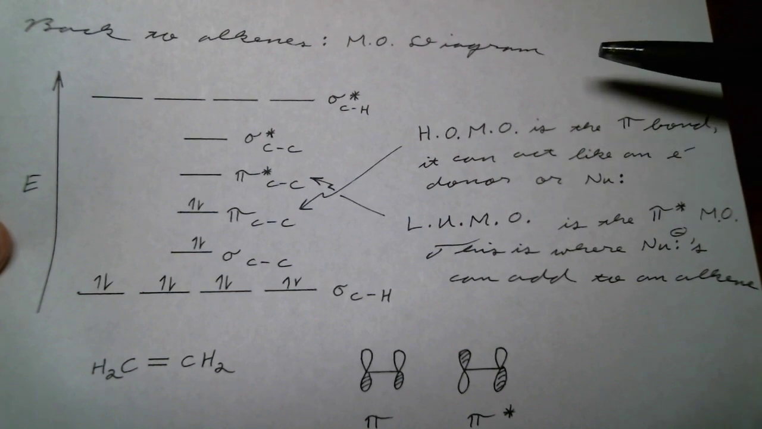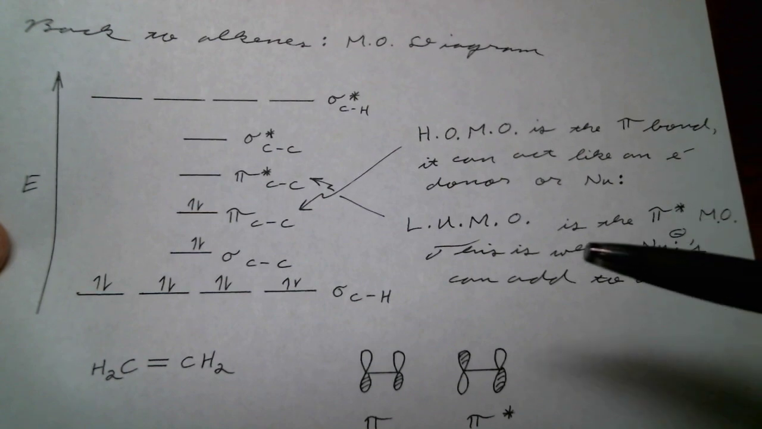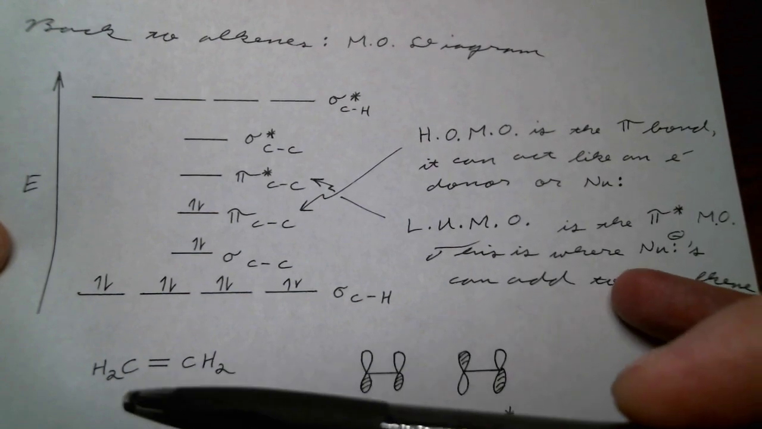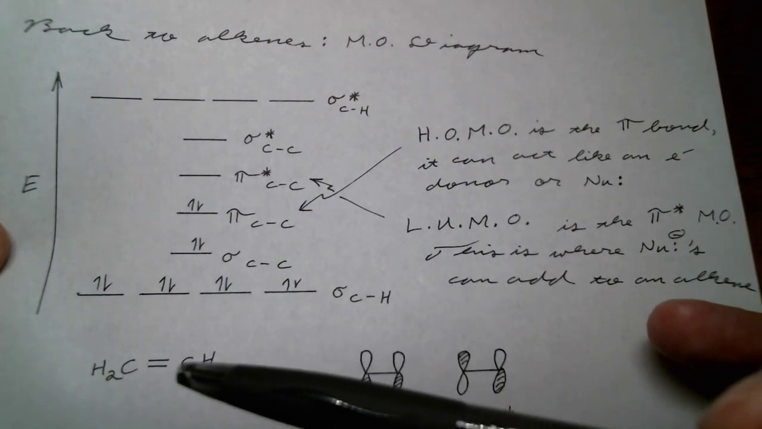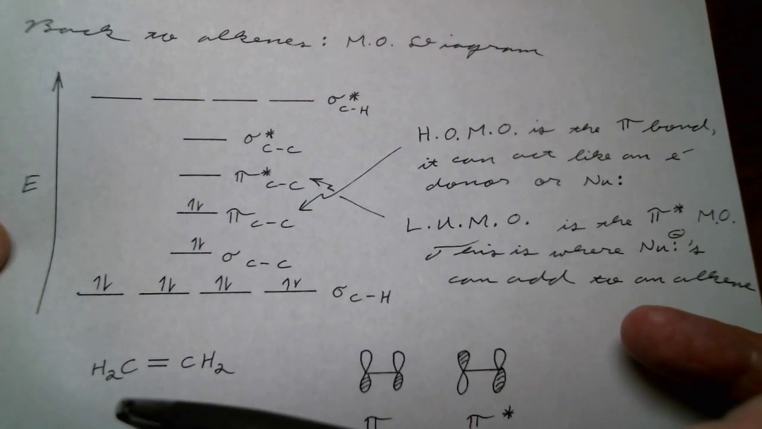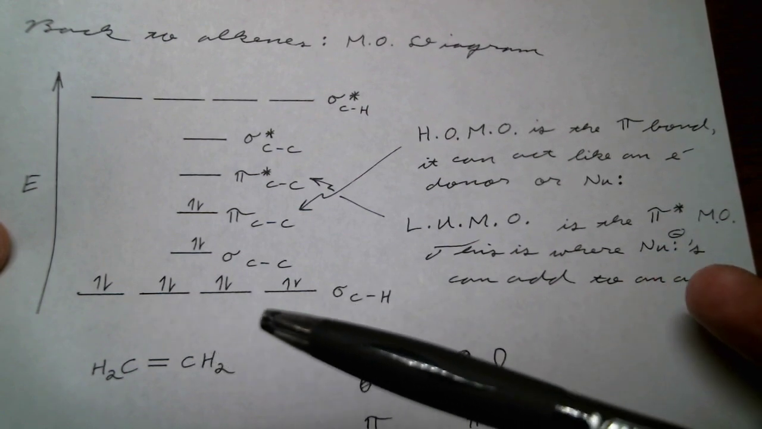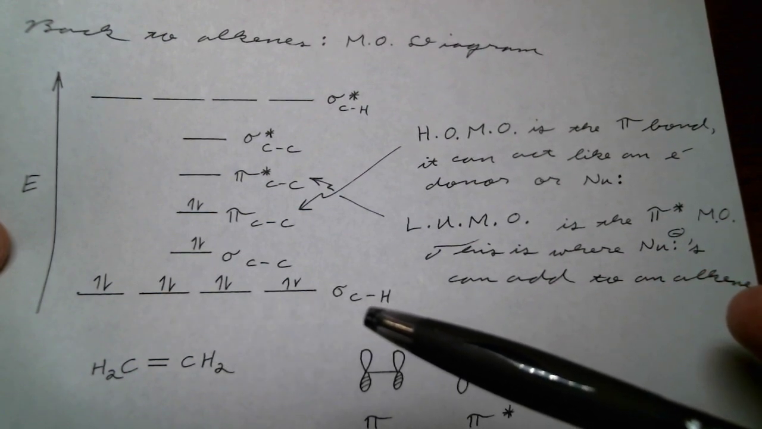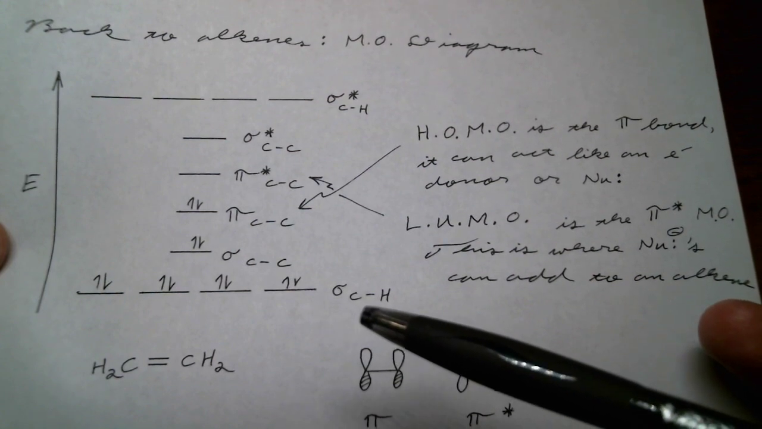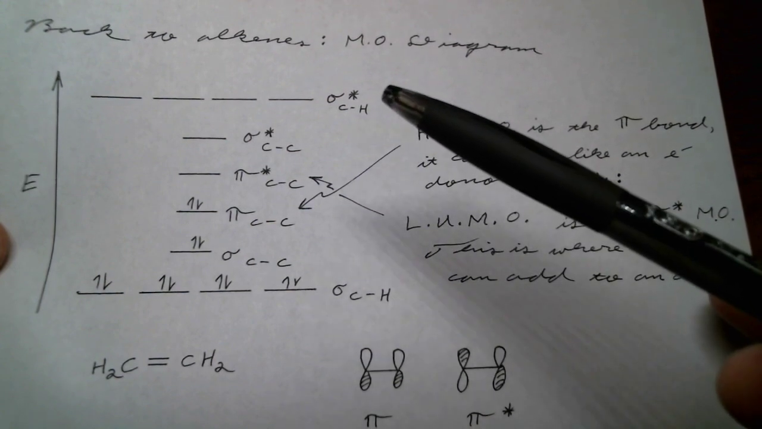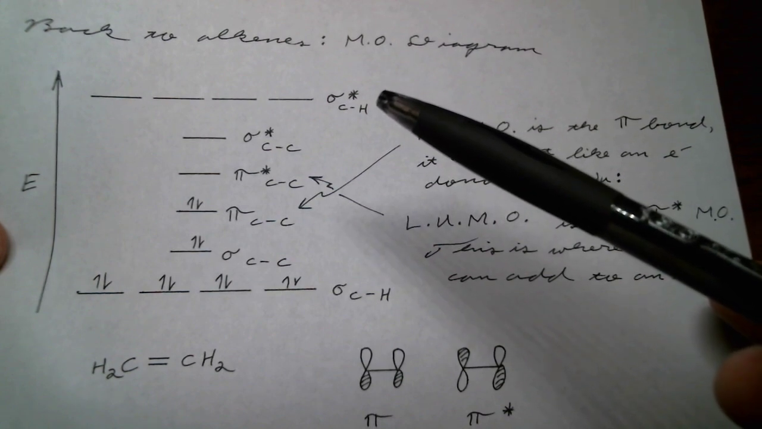Back to alkenes. Let's look at an MO diagram. I think we discussed this at the beginning of the semester, but just to refresh, if we have a crude molecular orbital diagram for ethylene, what we have are 4 carbon-hydrogen bonds, so we must have 4 sigma carbon-hydrogen molecular orbitals. And if we have 4 sigma carbon-hydrogen molecular orbitals, we must have 4 sigma star antibonding carbon-hydrogen molecular orbitals.